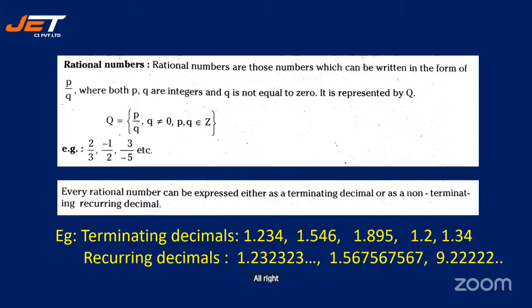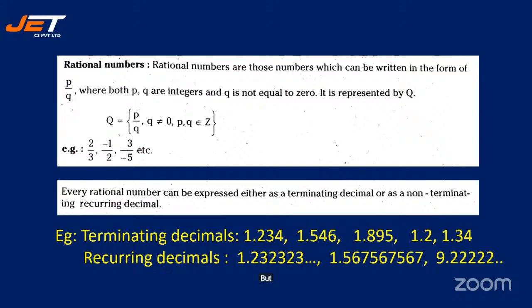Now, every rational number can be expressed either as a terminating decimal or as a non-terminating recurring decimal. What do we mean by a terminating decimal? It's like 1.234, 1.546, 1.895, 1.2, 1.34, where after the decimal point the numbers are not getting repeated.